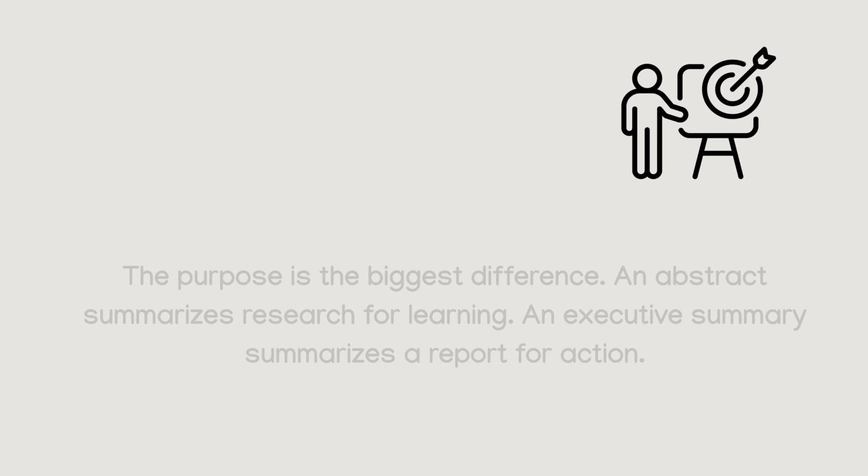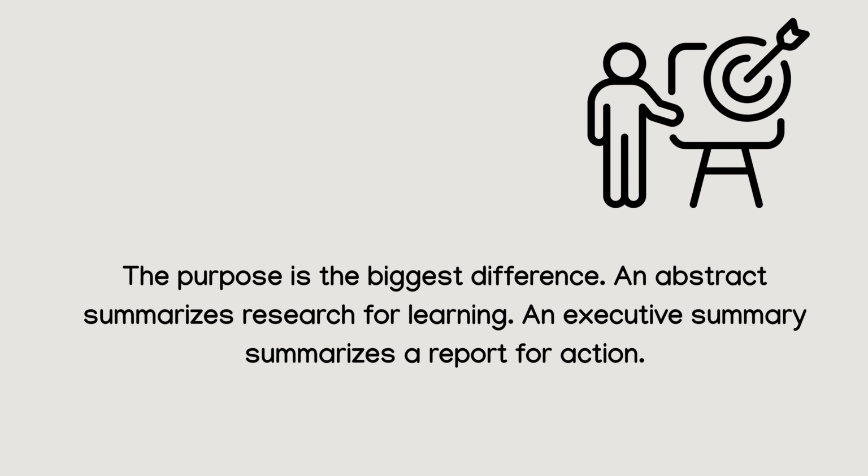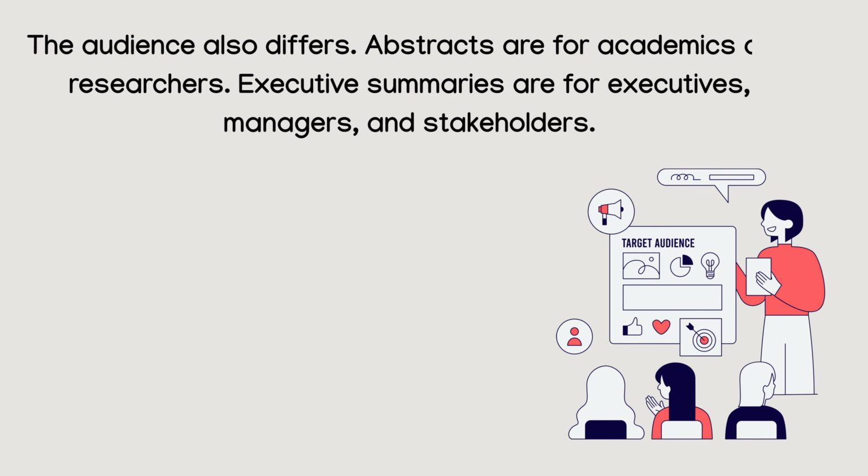Key differences. The purpose is the biggest difference. An abstract summarizes research for learning. An executive summary summarizes a report for action. The audience also differs. Abstracts are for academics and researchers. Executive summaries are for executives, managers, and stakeholders.